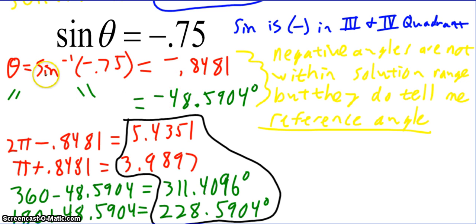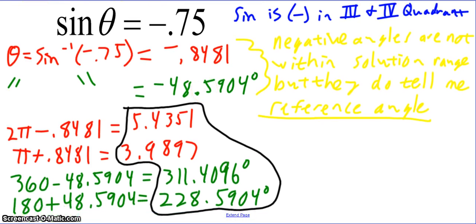Same thing in degrees. If I do theta equals sine inverse of negative 0.75, but I'm in degrees, I get negative 48.5904 degrees. This is my reference angle. So now to find the actual angles, since I know I want to be in quadrant 3 and quadrant 4, to find the angle in quadrant 4, I subtract the reference angle from 2 pi, so I get 5.4351. And to find the angle in quadrant 3, I add the reference angle to pi. So I get 3.9897. These are my radian answers.